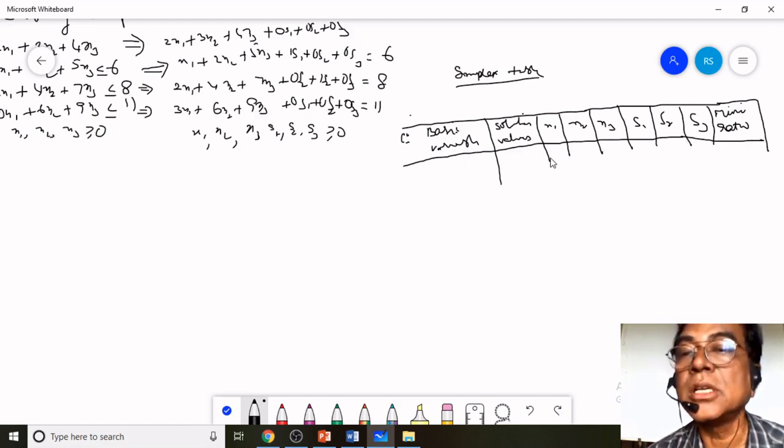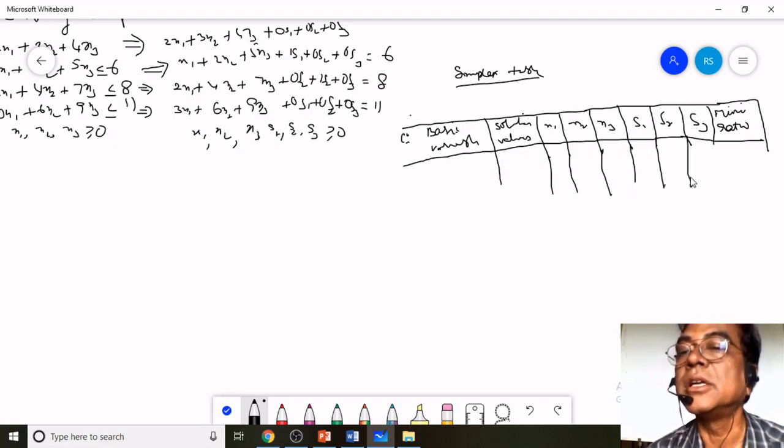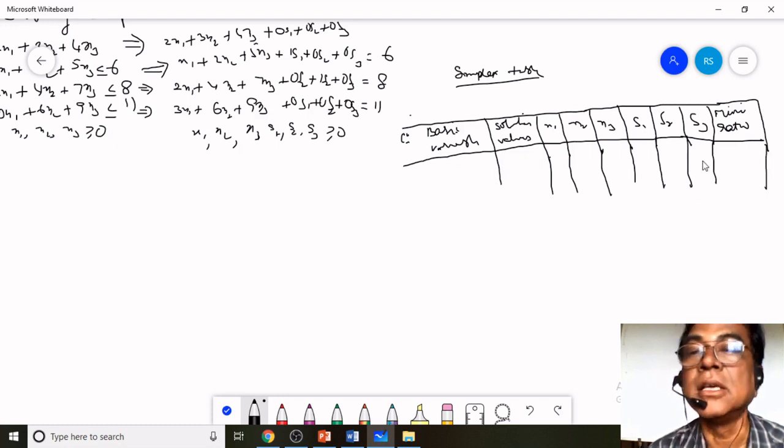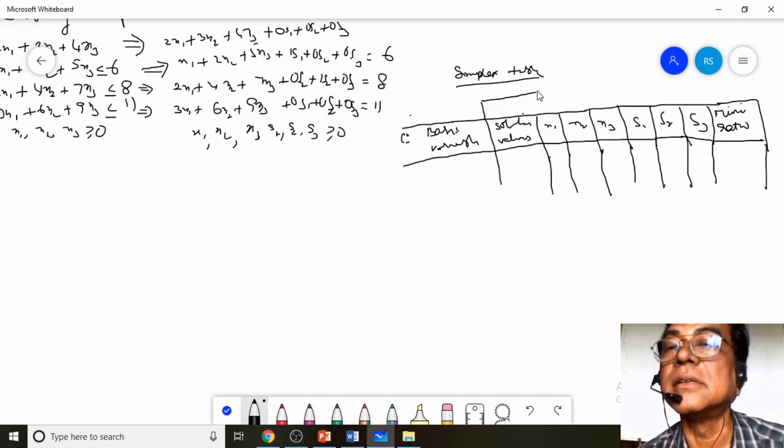Now the question is how to enter coefficients in the tabular form. In the tabular form, that is a very important point. From an examination point of view, 1 or 2 questions are related to the simplex method. Only logical points. Next, you continue like this.